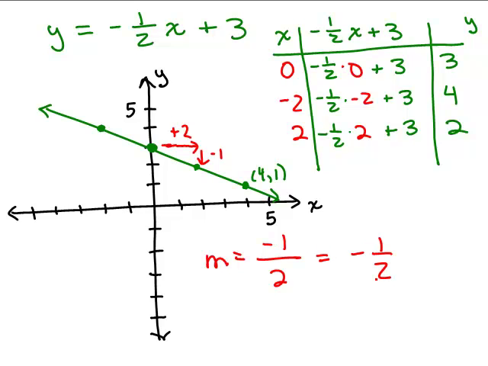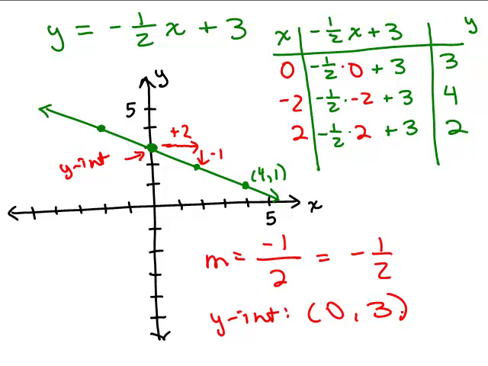Now, what about the y-intercept? The y-intercept means where does the line cross the y-axis? And it's right here. This point right here is the y-intercept. And that is the point (0, 3). So the y-intercept is (0, 3).